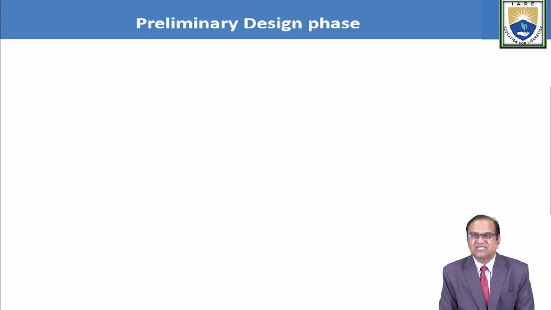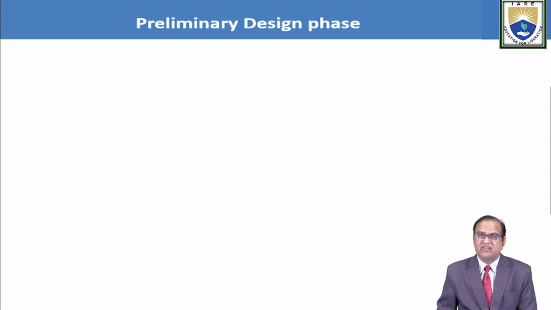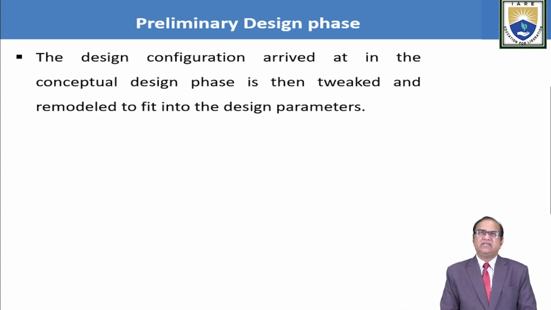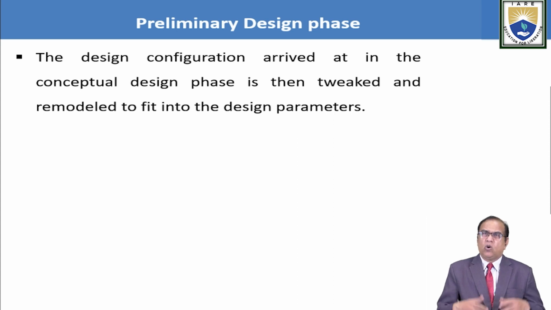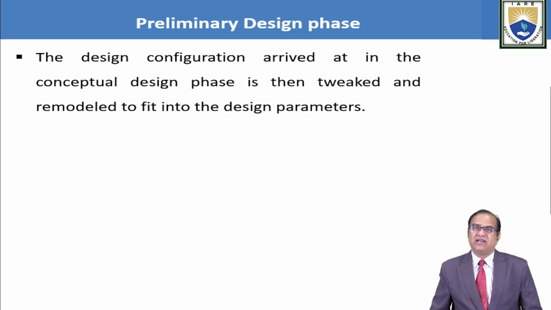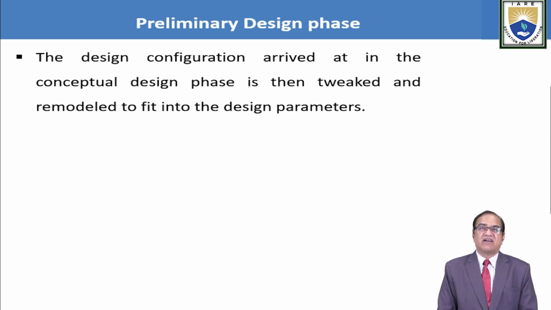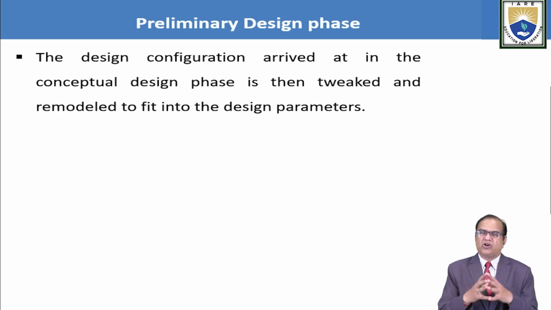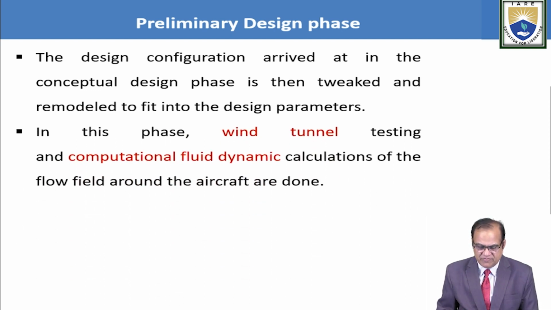Now we will see the next level. It is the preliminary design phase. That is the second phase of the design. The design configuration arrived at in the conceptual design phase is then tweaked and remodeled to fit into the design parameters. So whatever we have done in the conceptual phase, the design configuration arrived at, which we have already understood, we have to remodel it to fit the design parameters.